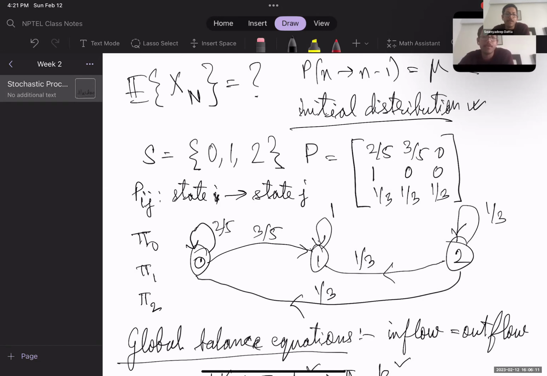From this probability matrix, can you predict? All 0, 1, 2 looks like recurrent. No, I think 2 looks transient, I believe. Can you explain?